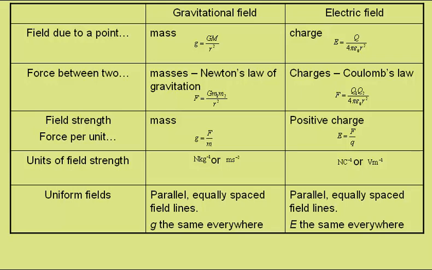The uniform fields, well, for a uniform gravitational field, there will be parallel, equally spaced field lines, and the gravitational field strength is the same everywhere. In a uniform electric field, there'll again be parallel, equally spaced field lines, and the electric field strength will be the same everywhere.